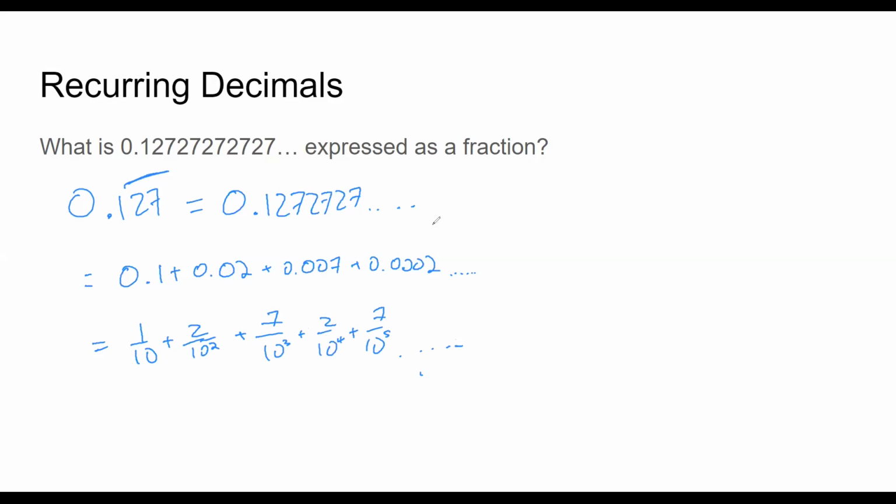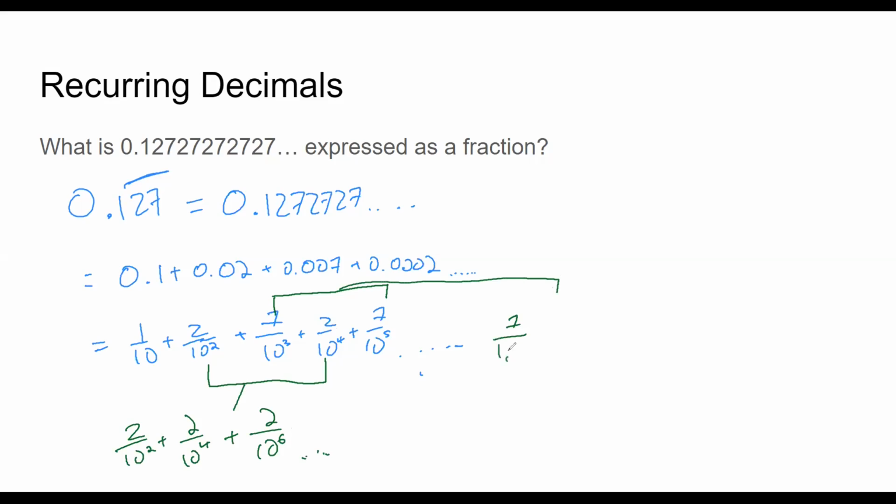Well, you'll notice here that we can actually split this into two geometric series. These terms and these terms each form a geometric series. And if this isn't clear, I'll write them out. We're going to have 2 over 10 squared plus 2 over 10 to the 4th plus 2 over 10 to the 6th, and so on, infinitely for these. And then for these, we're going to have 7 over 10 cubed plus 7 over 10 to the 5th plus 7 over 10 to the 7th, and so on. So that goes on.